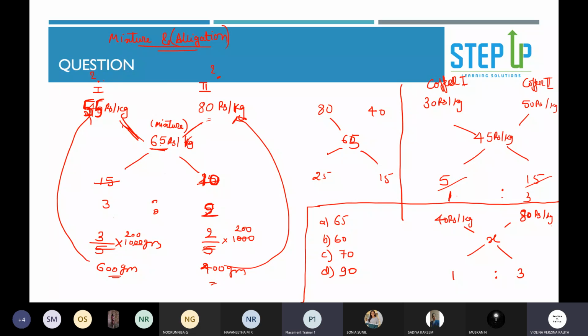I'm going with 70. Right? So he has to take 70. 80 minus 70 is 10, and 70 minus 40 is 30. So the ratio is 1:3. All of you got it? Yes, ma'am. So in this type of question, you can go ahead with the options.